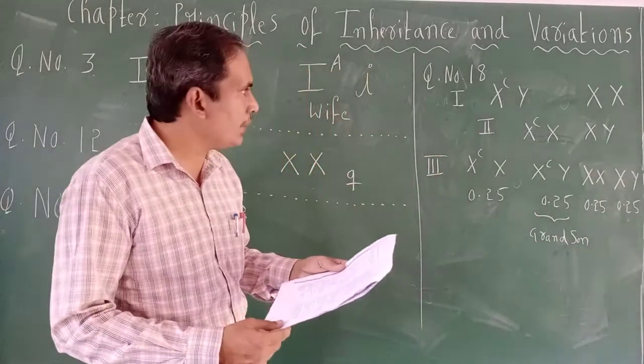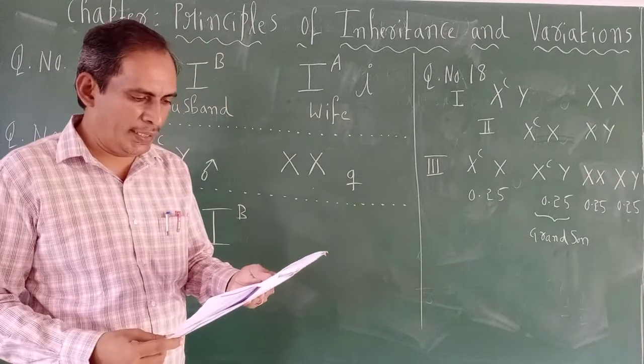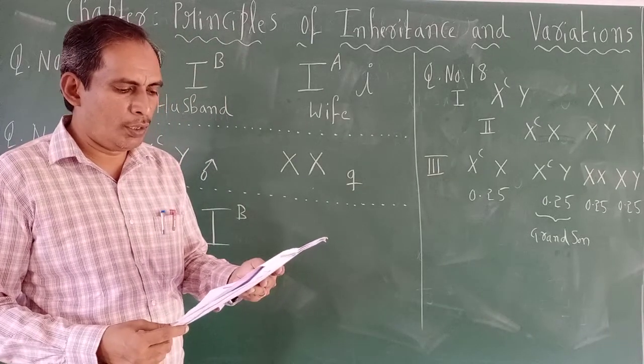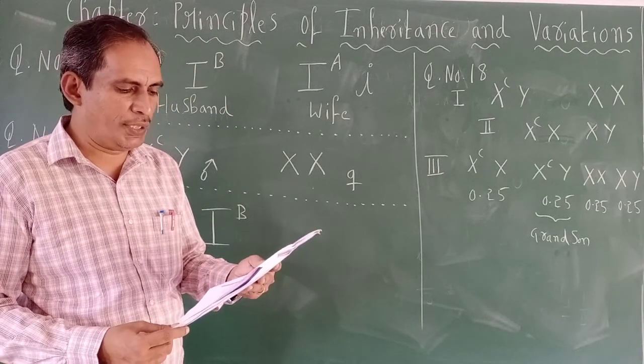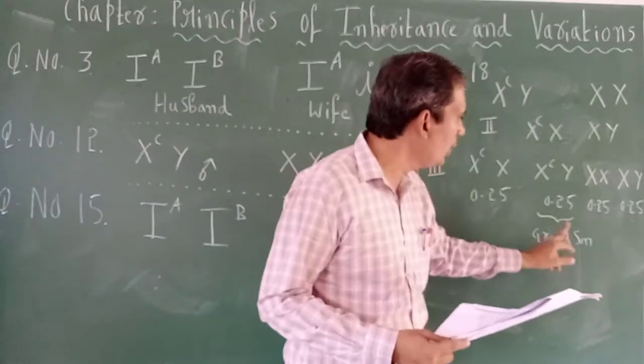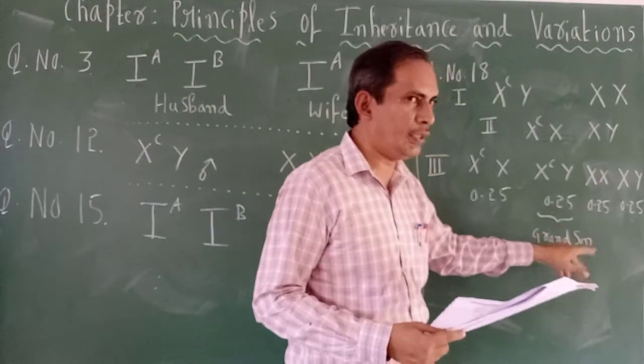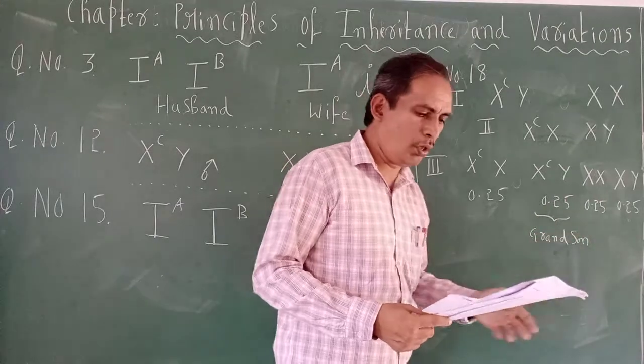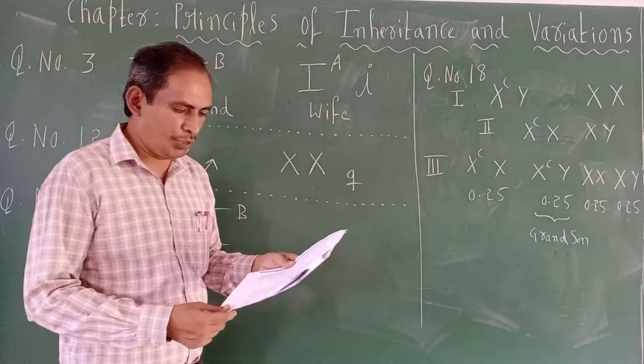So the correct answer here is question number 18. Question number 18, the correct answer is 0.25. That is option D. You can make out option D, 0.25. That means 1 by 4 or 25%. Okay. Next question.